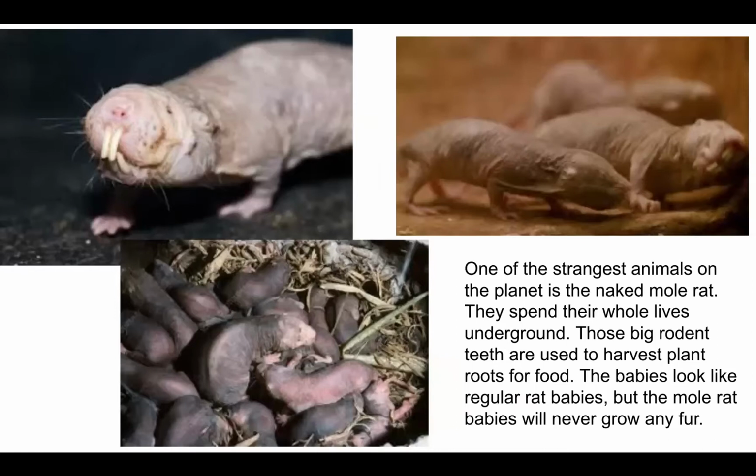One of the strangest animals on the planet. You may have heard of the naked mole rat. They spend their whole lives underground. Those big teeth there, the big rodent teeth, they're rats. And they use those big teeth to eat plant roots underground. The babies there are born hairless, but a regular rat's babies look like that when they're born, but they soon grow lovely fur. But the mole rat never does because they don't have to stay warm. And I guess their fur would just get full of dirt. So pretty interesting.